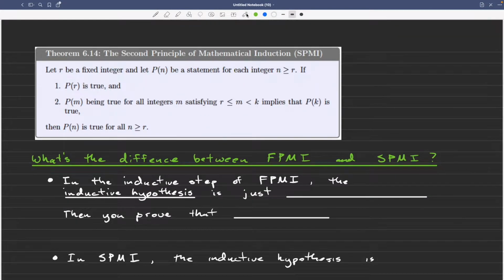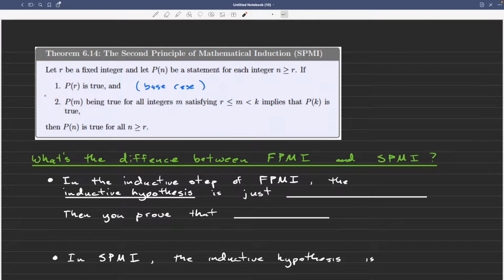It's the same setup. We have some fixed integer r that's the first instance where our statement p of n makes sense. So p of n is a statement for every integer n greater than or equal to r. So that's identical to the first principle of mathematical induction. And so again, if we can establish part 1, that p of r is true, so the first instance of those statements is true, again, that's called the base case. And then part 2, now this is where it's a little different. So in the first principle of mathematical induction, we just had to show that if any one of those statements is true, then the next statement is true.